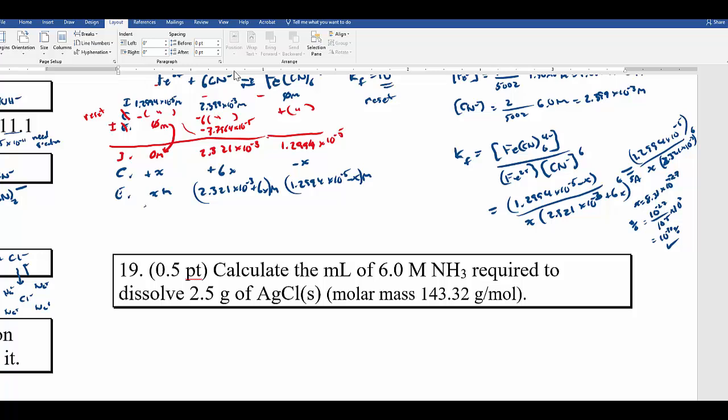And so what we're going to have here is this is going to be 8.31 times 10 to the minus 27. The change is so small, 10 to the minus 27 out here. Even though I multiply by 6, it's still going to be of that order of magnitude. So this is going to be about 2.321 times 10 to the minus 3. And this we saw is such a minor percent change. It's going to be about 1.2994 times 10 to the minus 5. So these are my equilibrium concentrations.